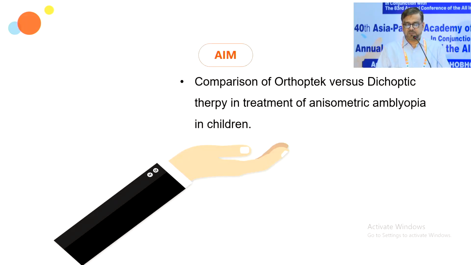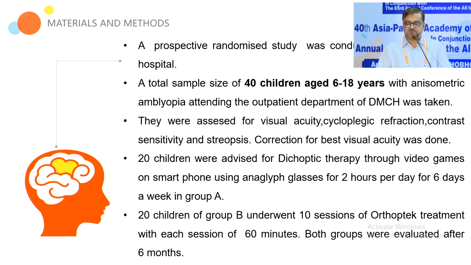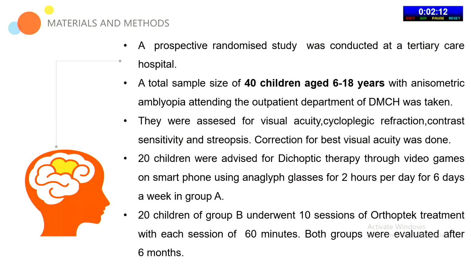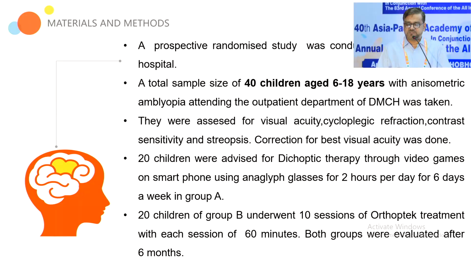My aim in this study is a comparison of Orthoptek versus Dichoptic therapy in treatment of anisometric amblyopia in children. A prospective randomized study was conducted at a tertiary eye hospital. A total sample of 40 children aged from 6 to 18 years with anisometric amblyopia attending the outpatient department of DMCH was taken. They were assessed for visual acuity, cycloplegic refraction, contrast sensitivity, and stereopsis.